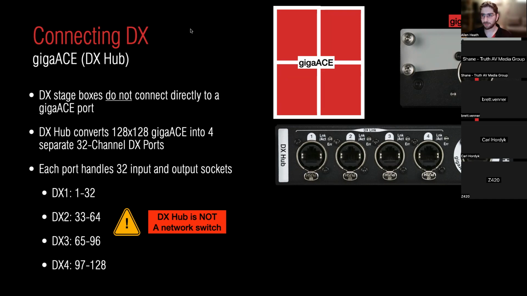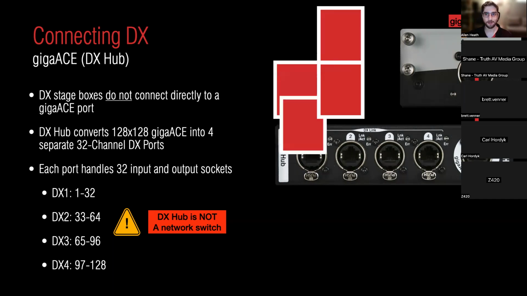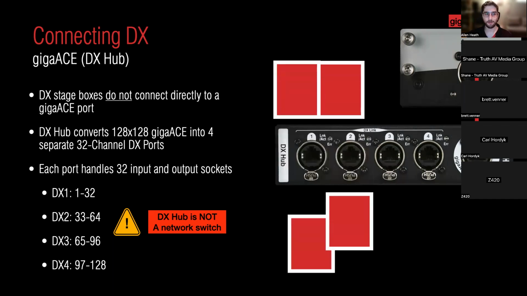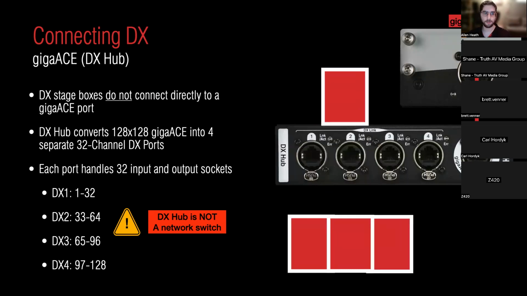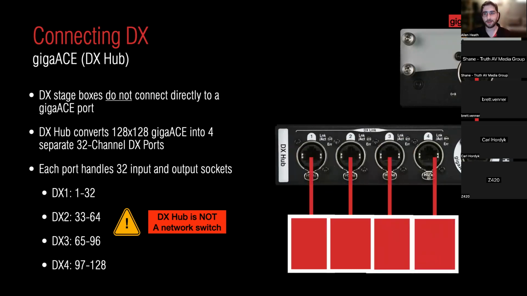And I'm really, really proud of this animation that I made. So you'll see that we have GigaAce that's 128 channels, so it's 4 times 32, but we're splitting that up into 4 separate 32-channel blocks. And each of these DX ports here, these will handle a certain range of DX sockets.